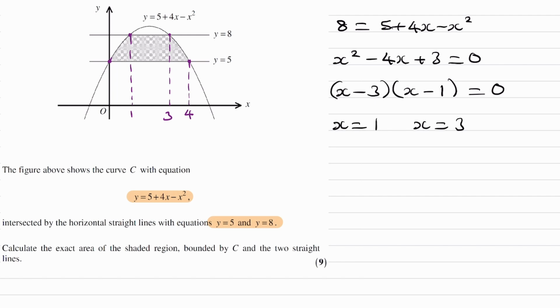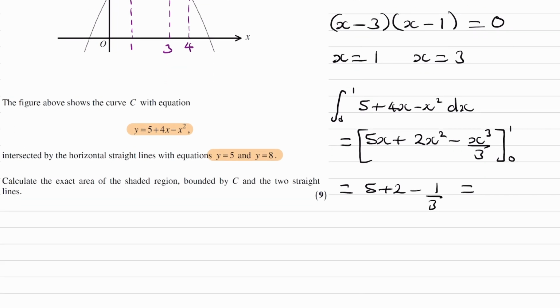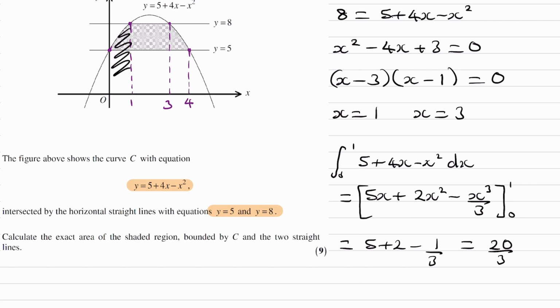Okay, so now what we can do is integrate the curve between 0 and 1. Integrating the curve between 0 and 1 would give us this area here. So integrating this, we get 5x plus 2x squared minus x cubed over 3. With limits of 1 and 0, so basically put in 1, we end up with 5 plus 2 minus a third, which is equal to 20 over 3. So 20 over 3, again, is this area here.